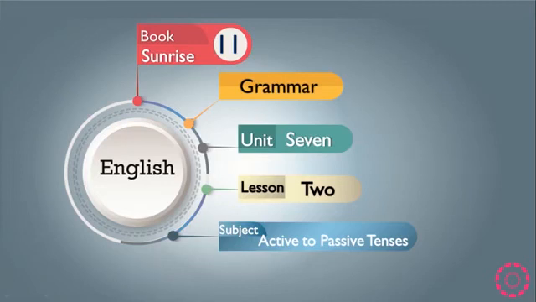In the previous lecture we talked about some points or some notes that you have to follow in order to change an active sentence to the passive sentence. Now in this subject I'm going to talk about active to passive tenses, all the tenses, and how you are going to change the sentences from active to passive. First of all we have present simple.